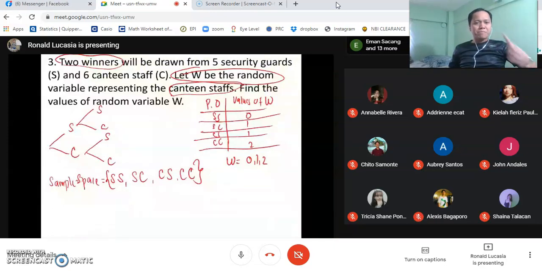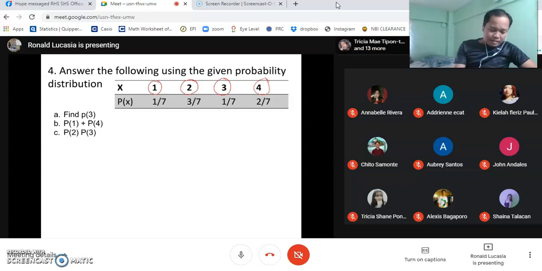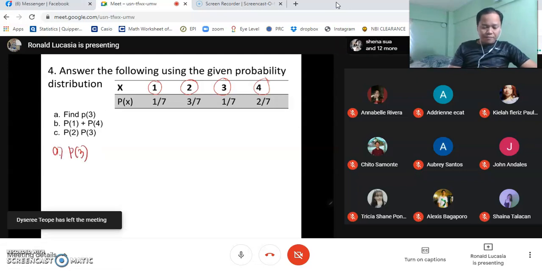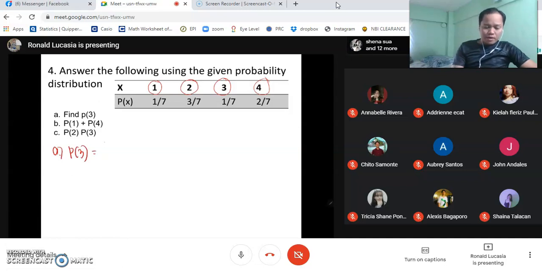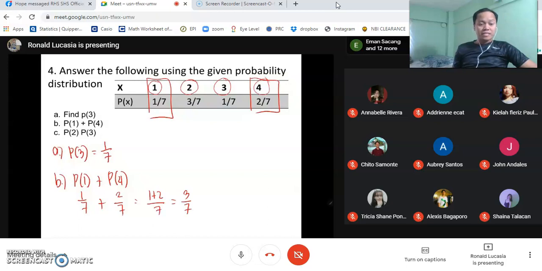Now let's do the probability of the random variable. Answer the following using the given probability distribution. Our random variable there is X, which has values 0, 1, 2, 3, and 4. And then we have P of X, that's the probability of the random variable. So let's try letter A. Find the probability of 3. The probability of 3 is obviously 1 over 7. For letter B, the probability of 1 plus the probability of 4. Our probability of 1 is 1 over 7 plus the probability of 4, which is 2 over 7. So this will be 1 plus 2 over 7. The probability here is 3 over 7.